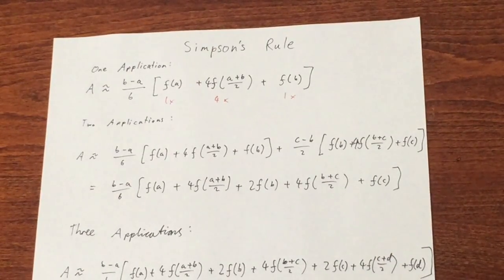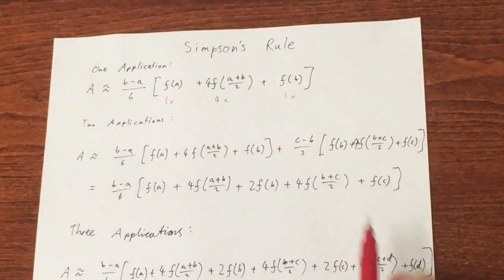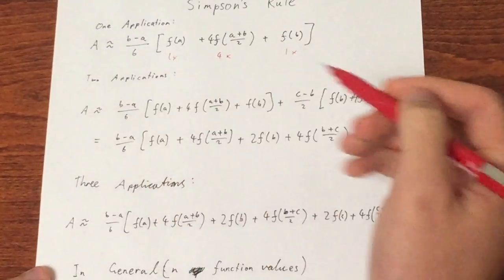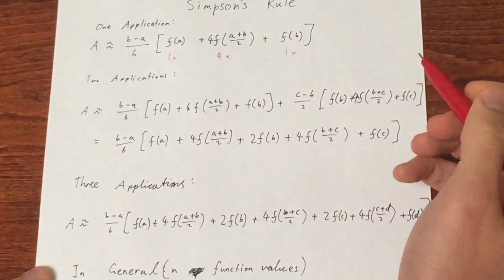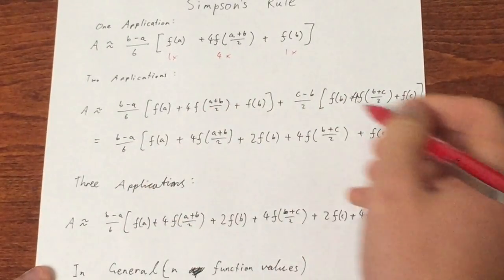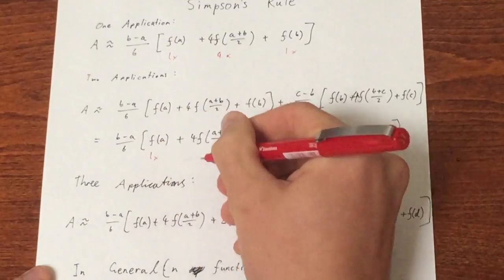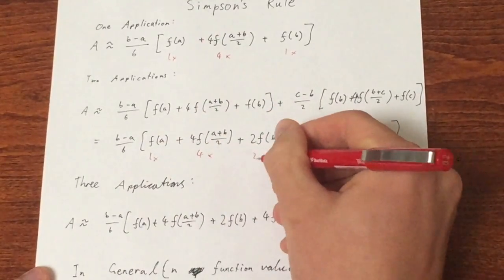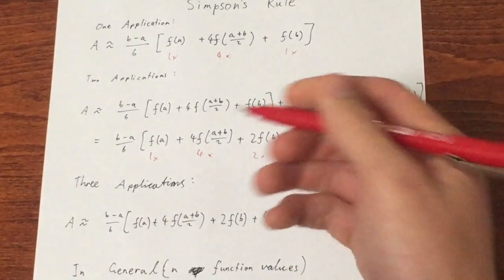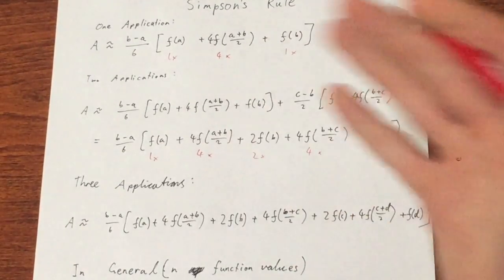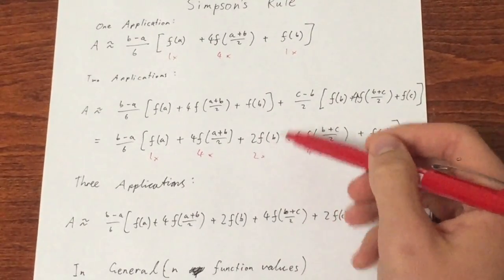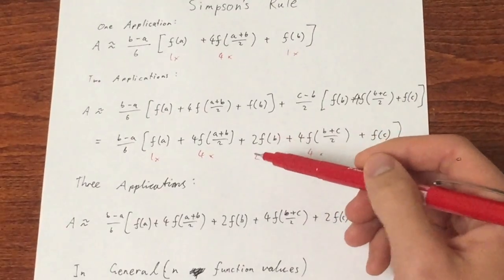And so when we're applying this formula more than once, so for example in two applications, we need to do it from A to B and then from B to C. And so when you add those together, you get this big formula down here, and the multipliers end up going 1, 4, 2, 4, and 1. The reason for this is because we're taking two intervals, we do it from A to B and then from B to C, so we add the y value at B twice.